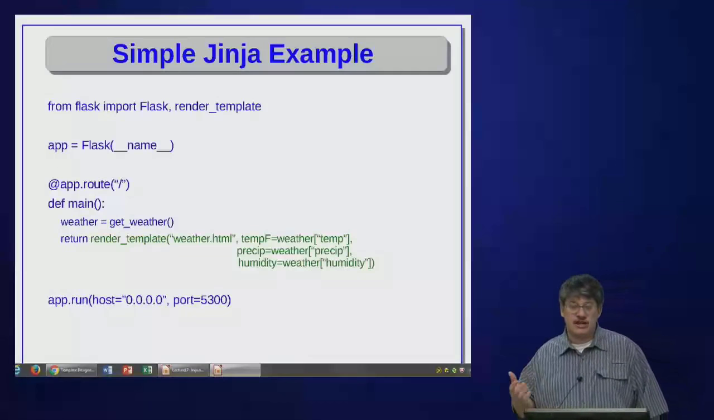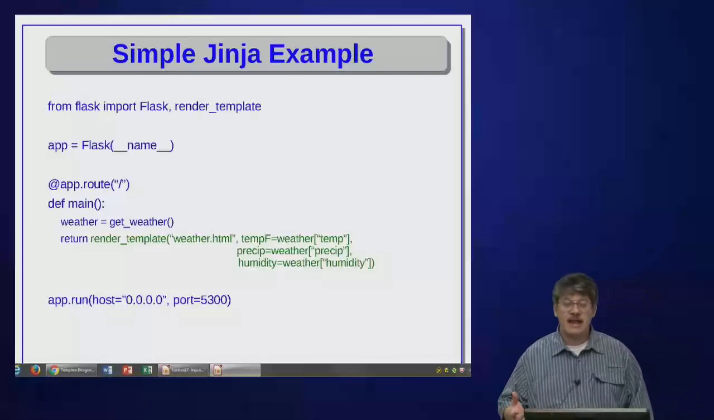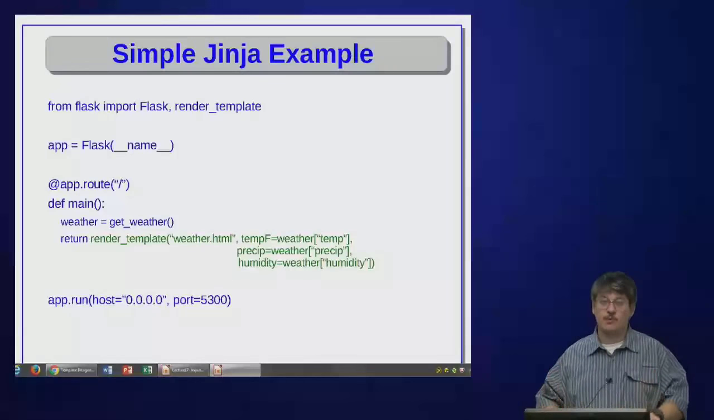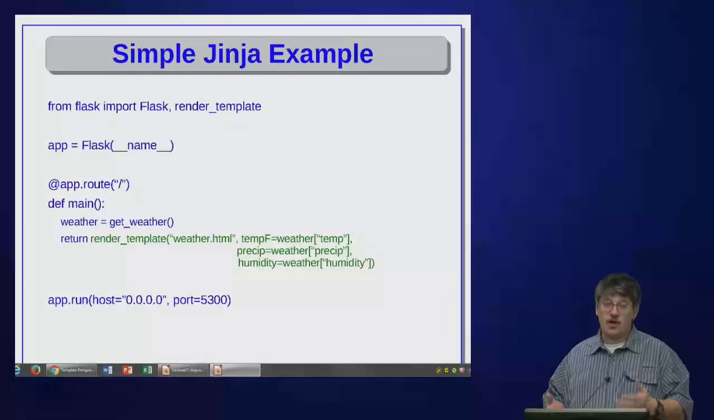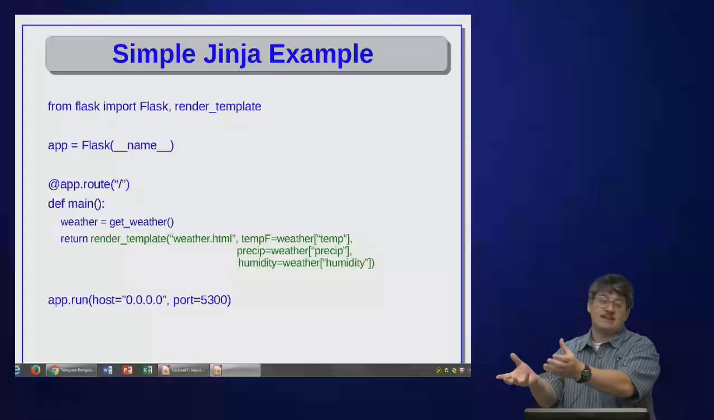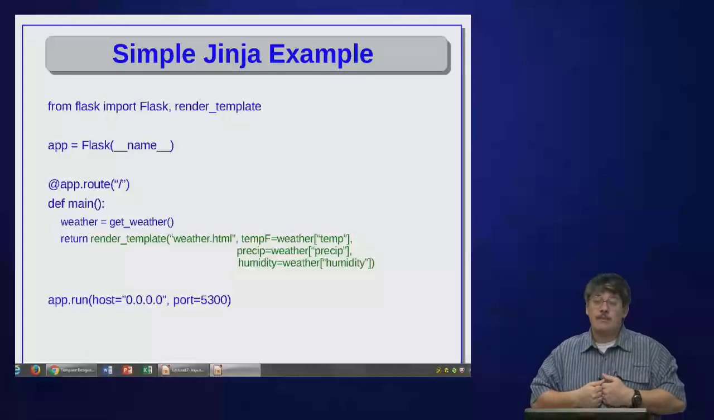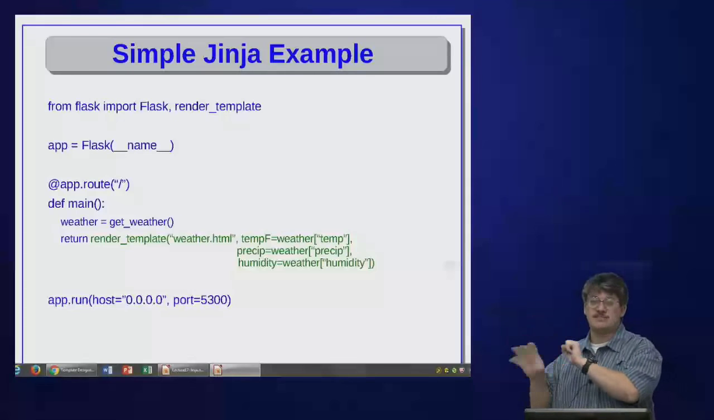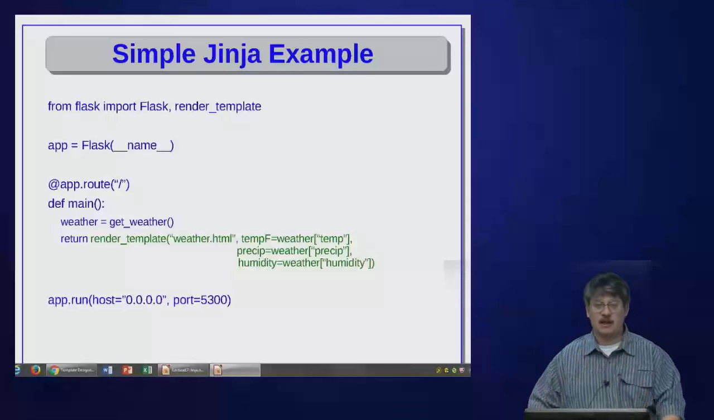Well, that's a Jinja template. And I can take that Jinja template and map it to a URL using Flask. How do I do that? Well, I use app.route to map a Python function to the slash URL, the default URL that someone will get if they go to my server. I'm going to call that function main, and I'm going to use some function to get weather data. So I called it getWeather. Maybe getWeather goes out to a database and does some kind of query to pull in some weather information. Or maybe getWeather reads a file to get some weather information. Or maybe it contacts a website and does some REST queries, which is more advanced than we're really going to talk about in this class.